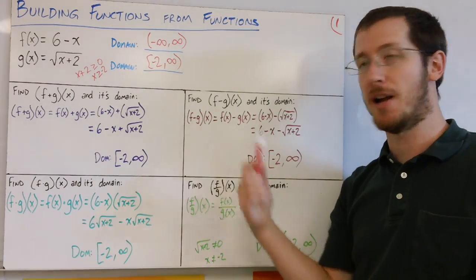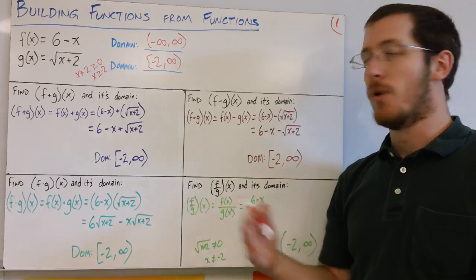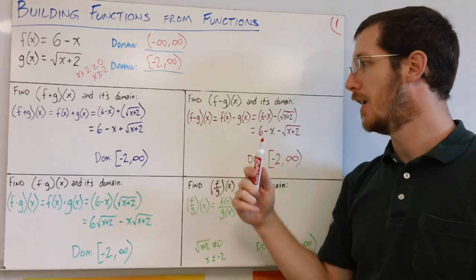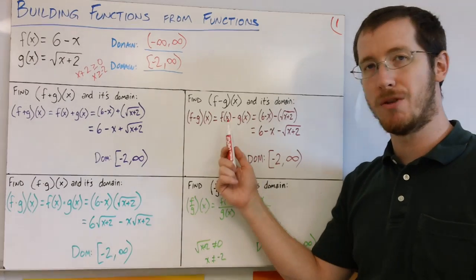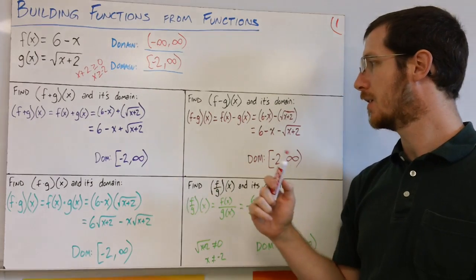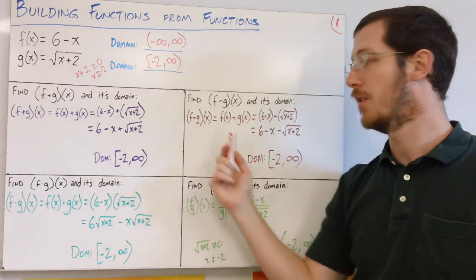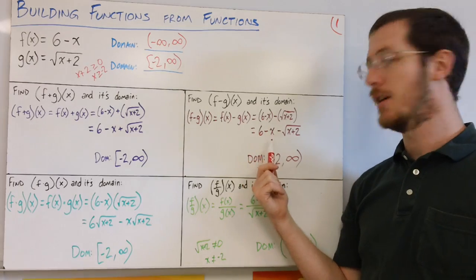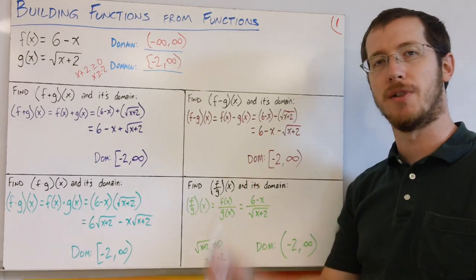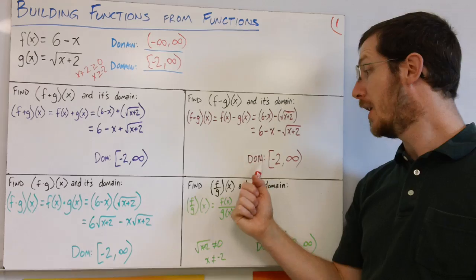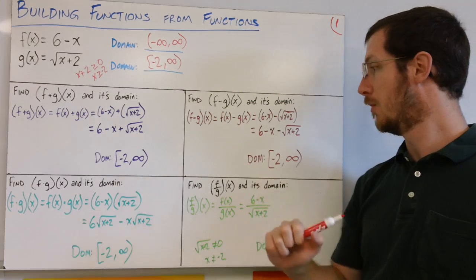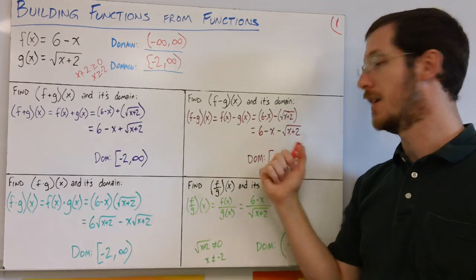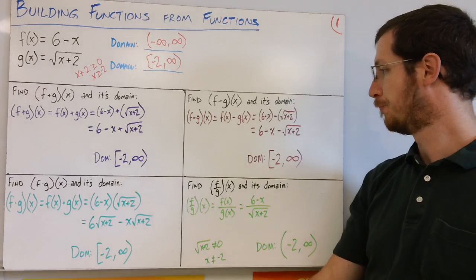Okay, we also subtract functions. Same way we added. We start off with f minus g of x. We can rewrite it as f of x minus g of x, substitute in our functions, and we get 6 minus x minus the square root of x plus 2. A domain, same thing as before. It's still a function with the square root, and the x plus 2 is underneath the radical.